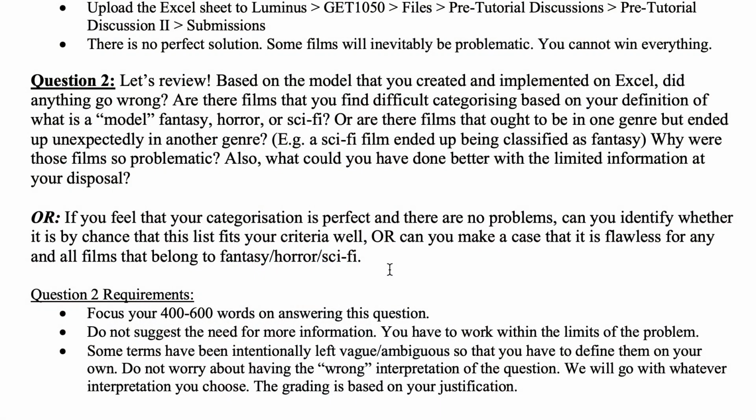Okay, so let's talk about question 2, because question 2 is really where we differentiate which students did better and which students didn't do so well. So question 2 is asking, let's review. Based on the model that you created, did anything go wrong?